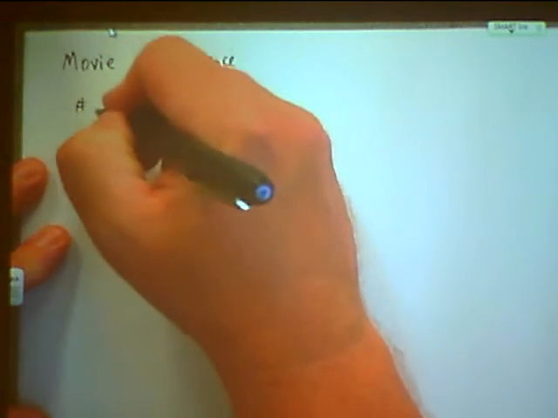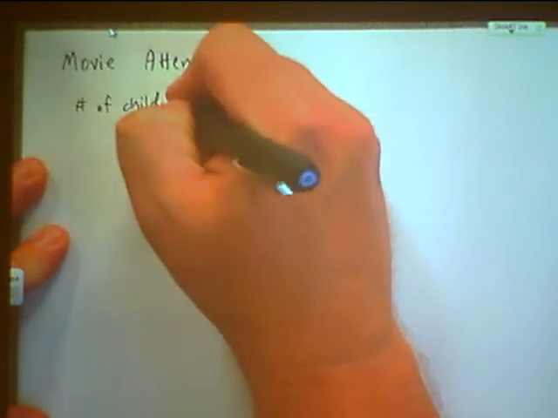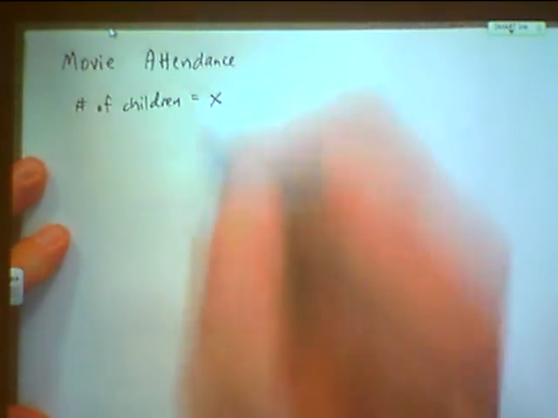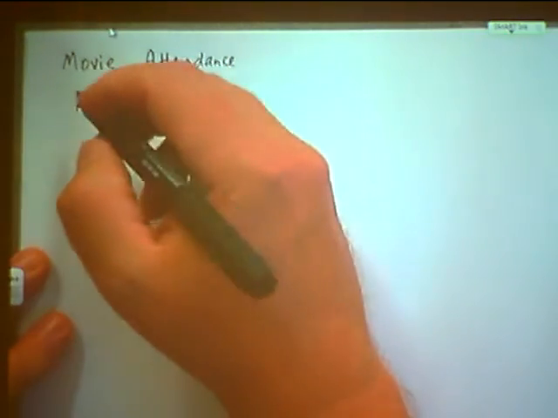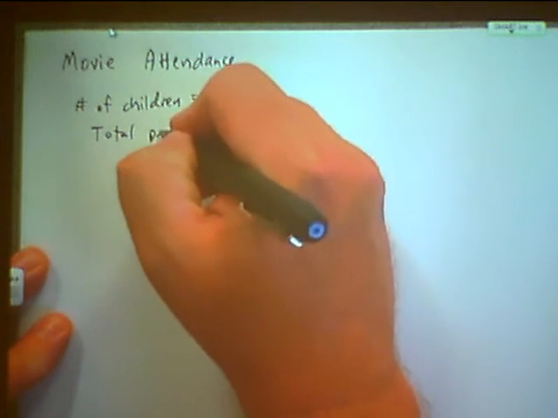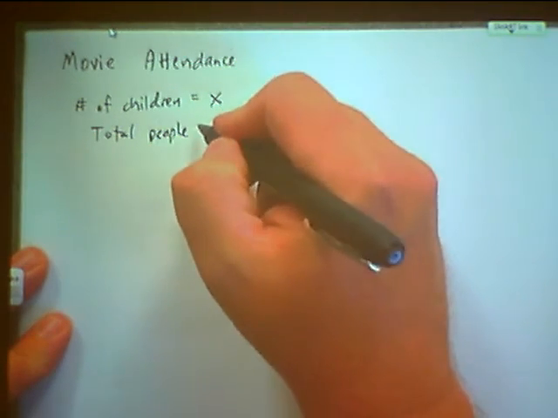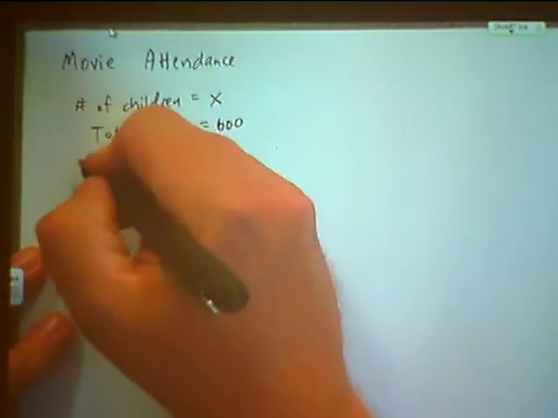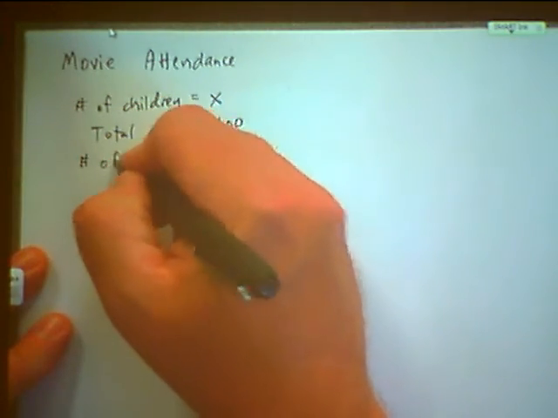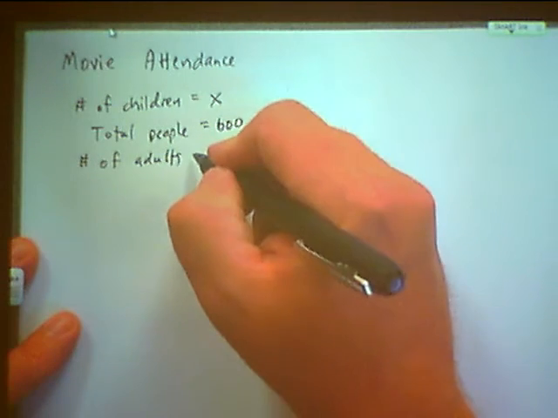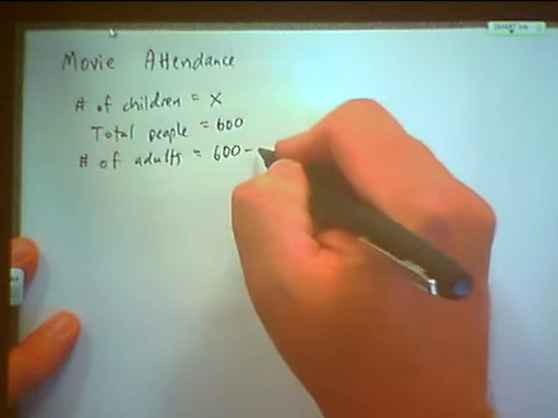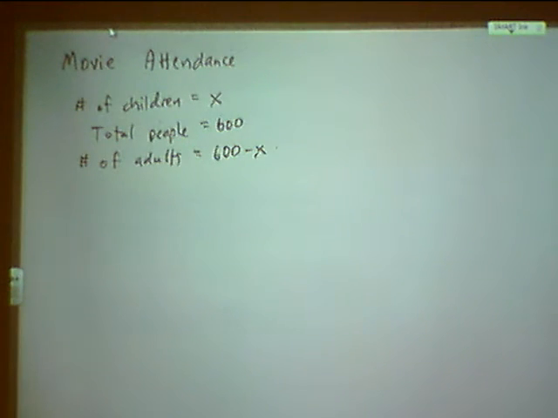Therefore, I'm going to say the number of children that went to the movie is going to be X. Now, the total number of people, it tells us 600 people went. Therefore, what could I say about the number of adults? If there were 600 people total and X of them were children, then the number of adults must be 600 minus X. There are only two kinds of people at the movie, children and adults.